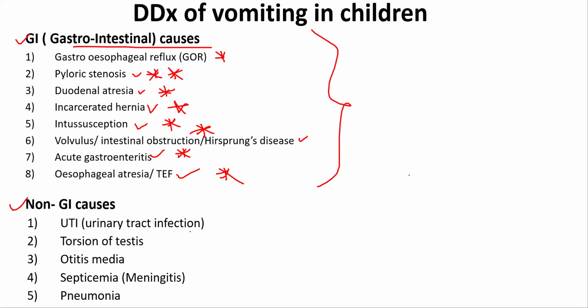From non-GI causes, only the UTI comes in exam, but others, I have seen testicular torsion come in exam, and others not too much. Septicemia comes in exam, but it comes with fever and the child gets drowsy with a rash.